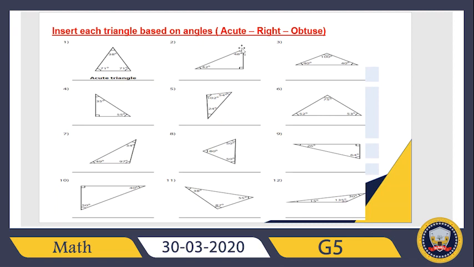So what is the type of this triangle from the 3 types we have covered? Is it acute, is it right, or obtuse? As long as I have one angle greater than 90 degrees, I can call this triangle an obtuse angle triangle.